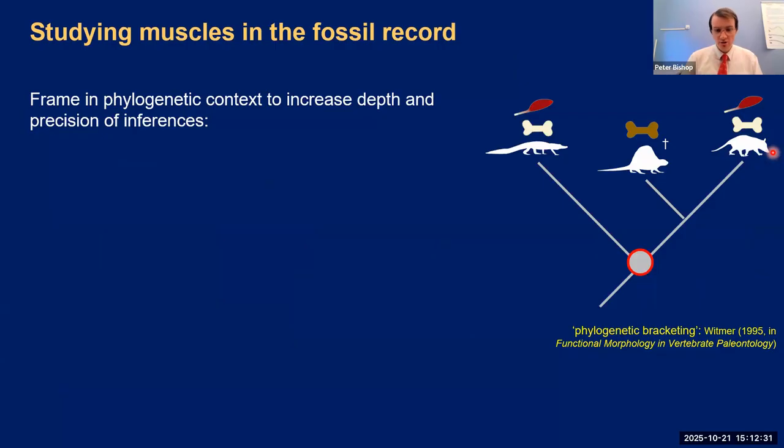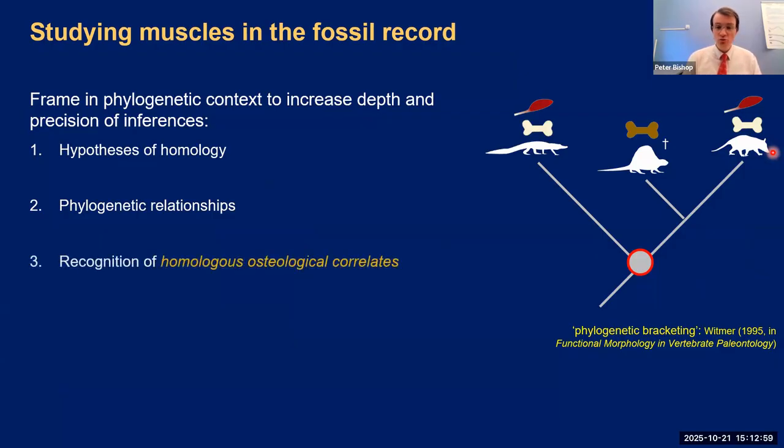So to make sense of all these observations and to help guide our inferences, we bring all this data together in a phylogenetic context, an approach that's generally referred to as phylogenetic bracketing. Now, this requires three things. Firstly, a hypothesis of homology for a given muscle across all the species involved, both the modern species and our focal species of interest. Secondly, it requires a hypothesis of the phylogenetic interrelationships between all the species that we're making comparisons to. And lastly, it requires us to be able to recognize homologous osteological correlates of muscle attachment. So we need to be able to recognize that this particular osteological correlate of the muscle attachment in this species is evolutionarily continuous, it's homologous with this osteological correlate in this species.